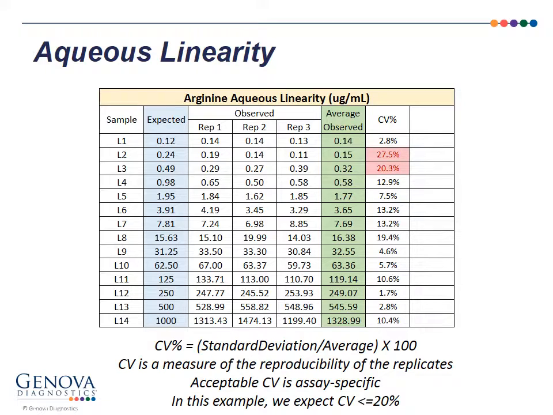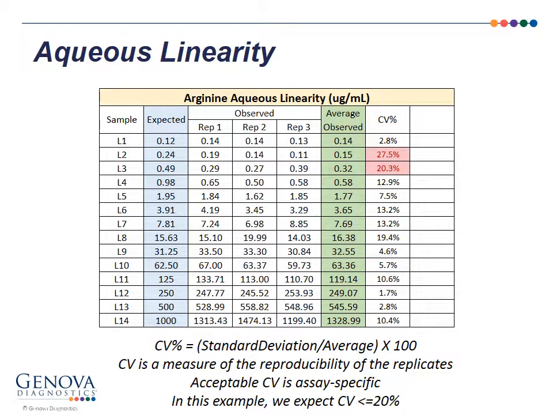So first we look at CVs. So CVs is your standard deviation divided by your average and then put into percentage form. And the CVs tell you how reproducible your replicates are. So it's not taking into account what your expected values were. It's just looking at, okay, for level 5, for example, I got a 1.84, a 1.62, and a 1.85. How similar are those results? How tight, how reproducible are my replicates if I'm shooting just the same thing over and over again?